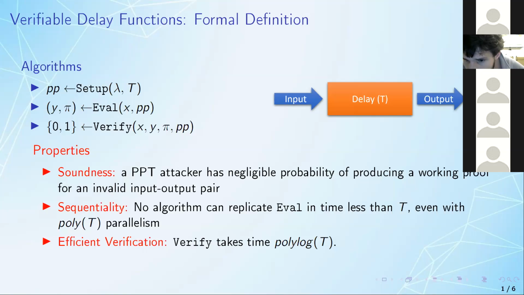So formally, it consists of 3 algorithms that are the setup, eval, and verify. And the most characteristic property is that of sequentiality, which is that no algorithm should be able to replicate the output of eval in time less than T. And here it should be noted, we are referring to wall clock time. So to begin with, we expect it to be a highly sequential function, such that it cannot be sped up, even if you have an amount of parallelism that is polynomial in T. But then you also want it to have efficient verification. So once someone has computed the output, everyone else should be able to verify it faster than T.